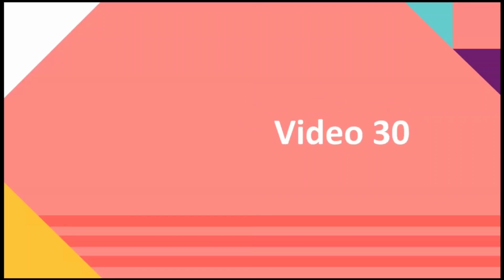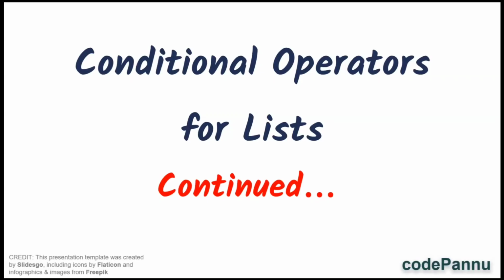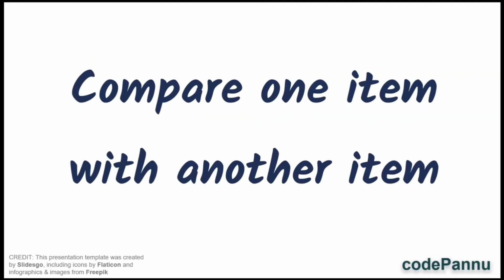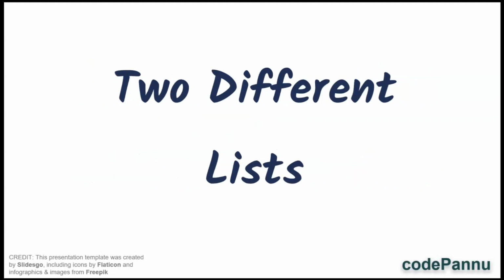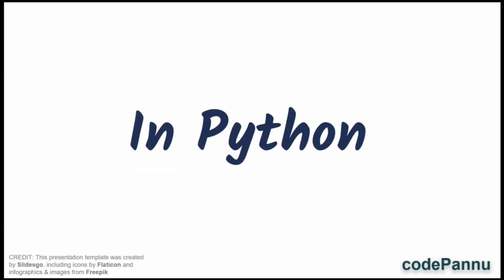Video number 30. Conditional operators for lists. Continued. In this video, let us see how to compare one item with another item from two different lists. Let us go to Python and write the code.